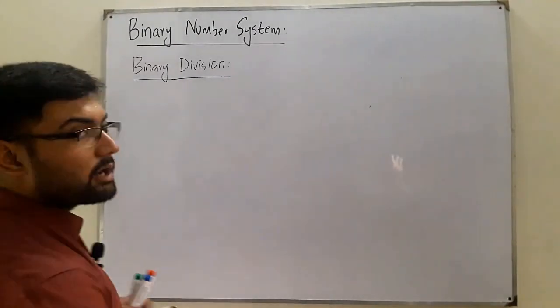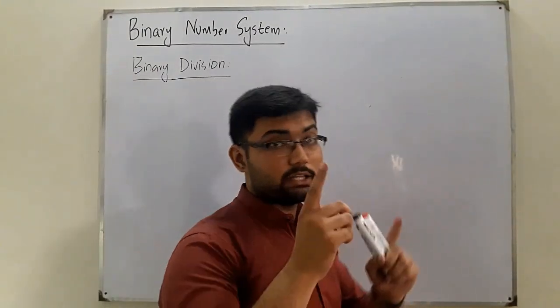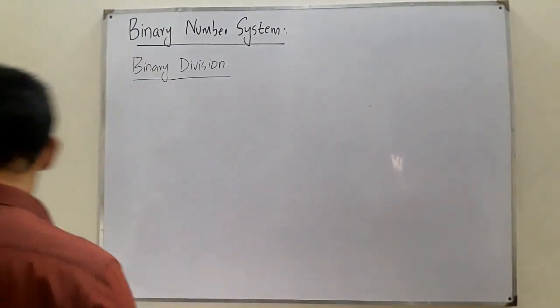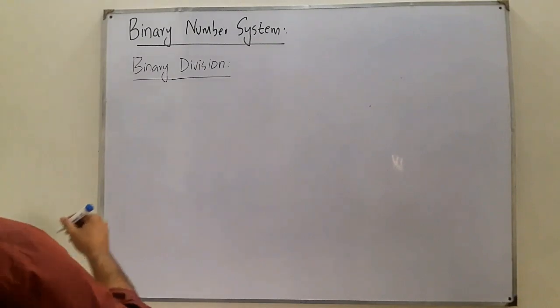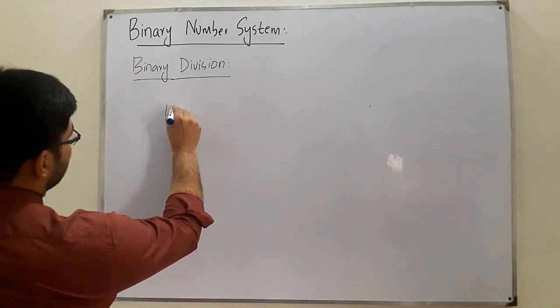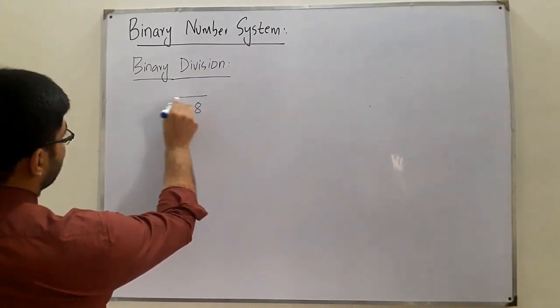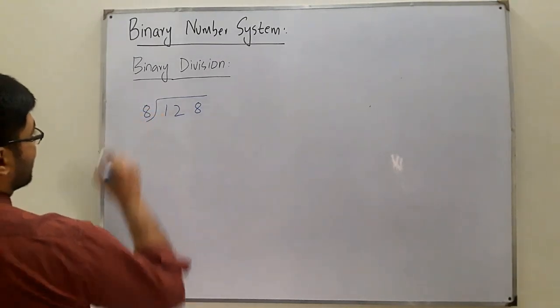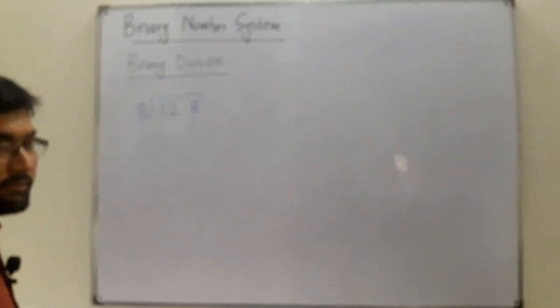Okay, so I believe before starting the binary division, let me have an example from simple division just for the sake of understanding. Let's say 128 is divided by 8. Alright, so this is a one digit number, so we only divide once. So now have a look.